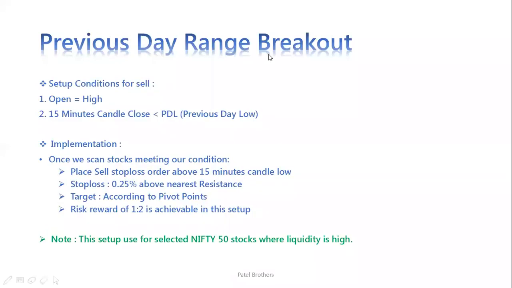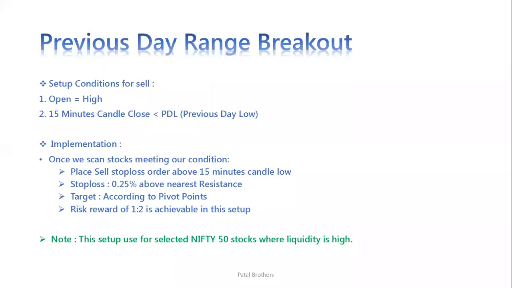Similarly, for the previous day's range breakout, for the sell, the only condition which is different is the 15 minutes candle close should be less than previous day's low, just opposite to the buy side. And open should be equal to high; open and high should be the same. So how should we implement? We implement after the 15 minutes. After the 15 minutes candle is completed, we will be selling just below the 15 minutes candle low.